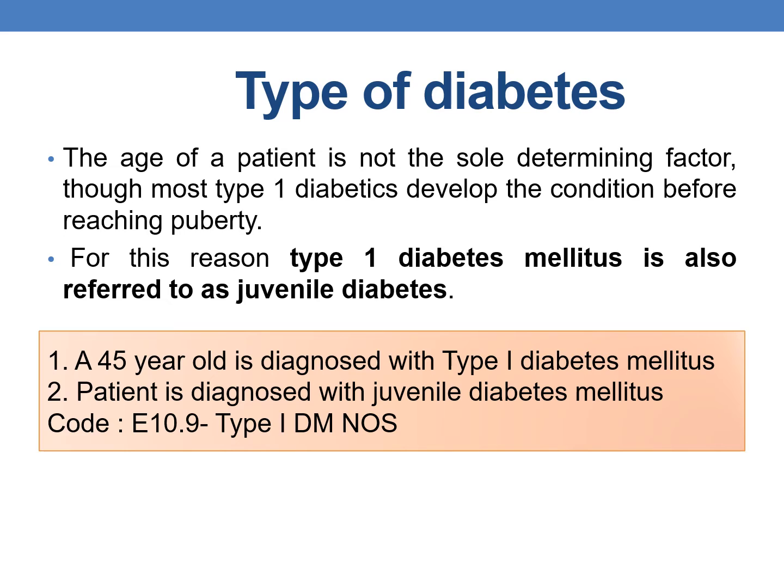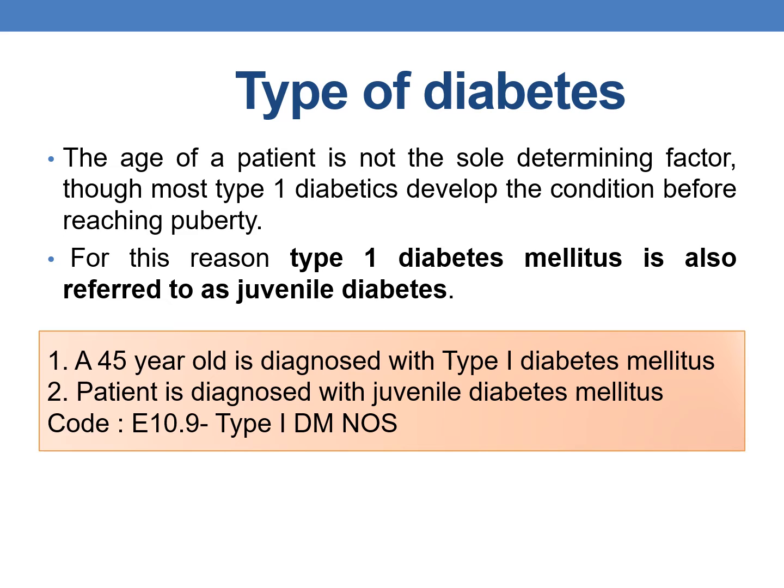Coming to type of diabetes mellitus. The age of the patient is not the sole determining factor, though most type 1 diabetes patients develop the condition before reaching puberty. For this reason, type 1 diabetes mellitus is also referred to as juvenile diabetes mellitus. In order to determine the type of diabetes mellitus, age is not the sole determining factor, but the majority of type 1 diabetes mellitus develops before reaching puberty.